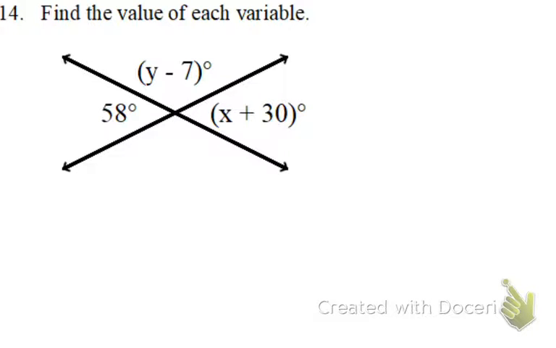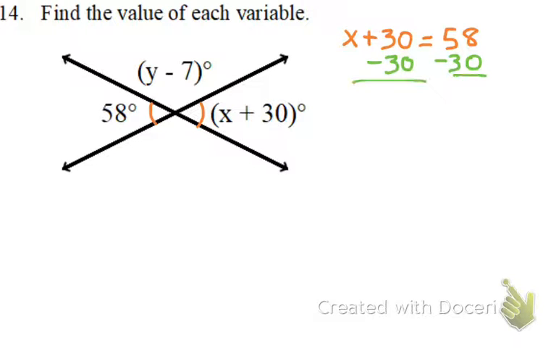Find the value of each variable. Okay. Vertical angles are congruent as we stated earlier. So x plus 30 equals 58, subtract 30, and we have x equal to 28. It's one of our variables.